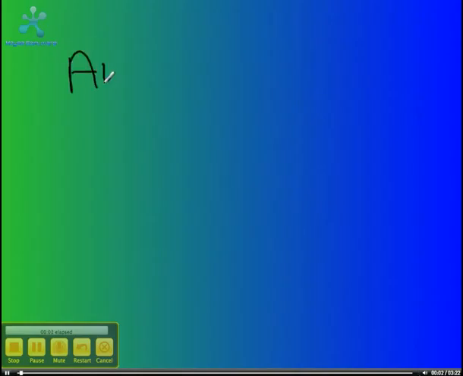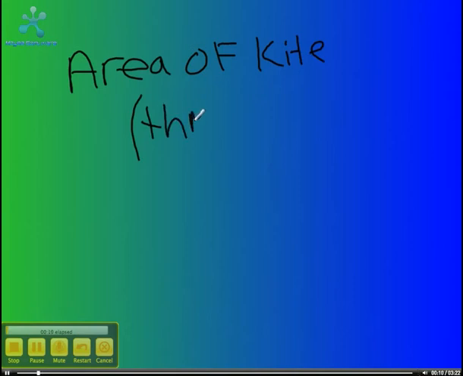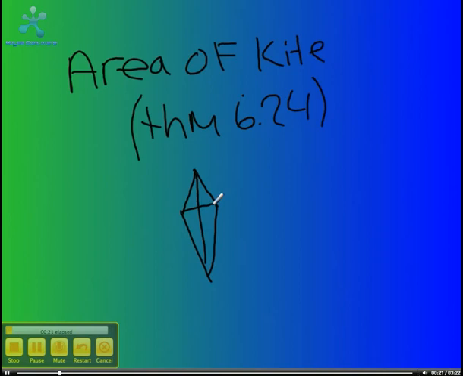Alright, our group did area of a kite. This is also known as Theorem 6.24, which can be found in your packet, your green packet. And typically, kites look like what my assistant is drawing. They cross, showing the diagonals.